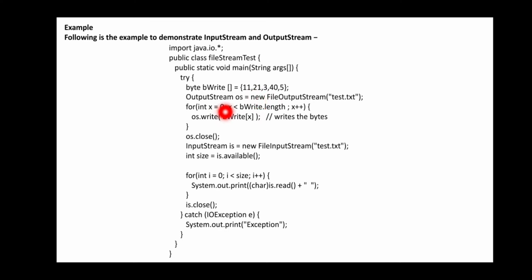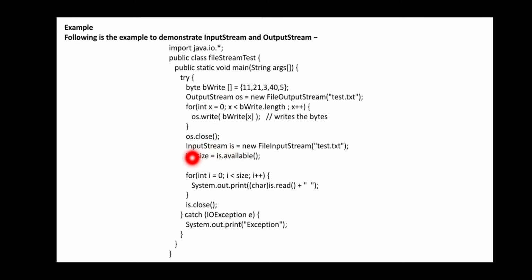Now x becomes 6. Is 6 less than 5? No. So the information in bWrite, the 5 elements, has been written within the file called text.txt, and then you come outside. os.close means you are going to close this opened file. If you don't close it, it is going to raise errors.